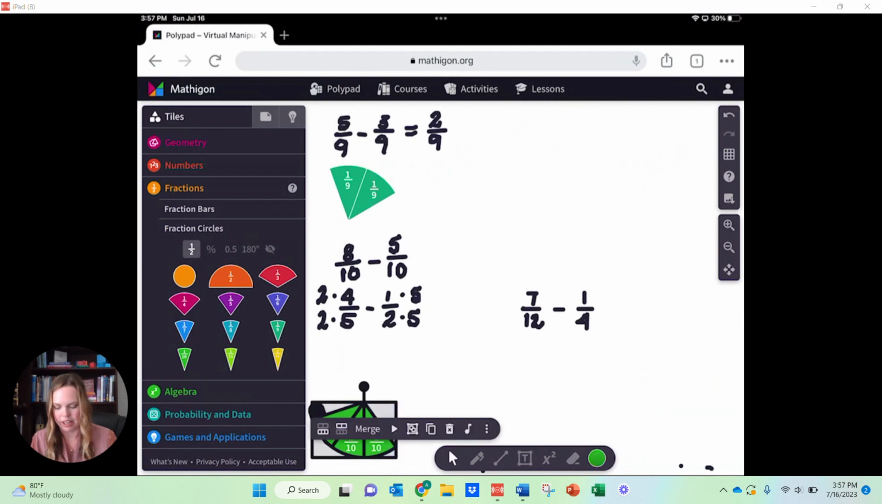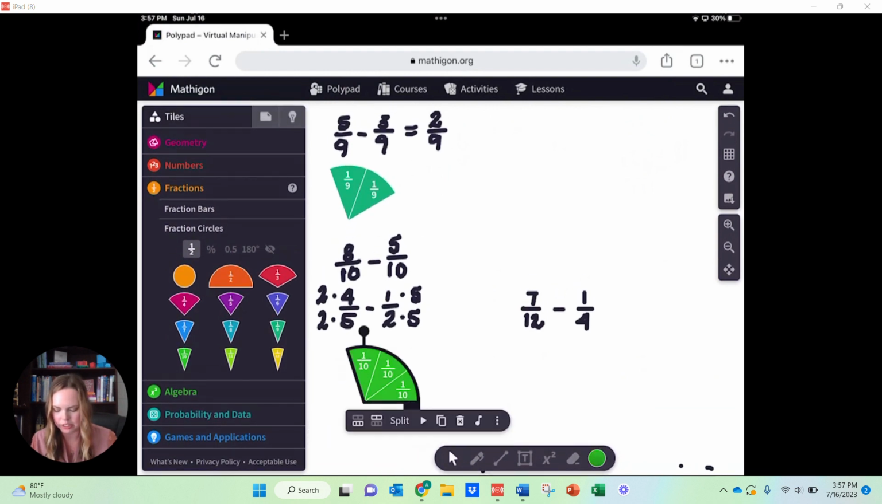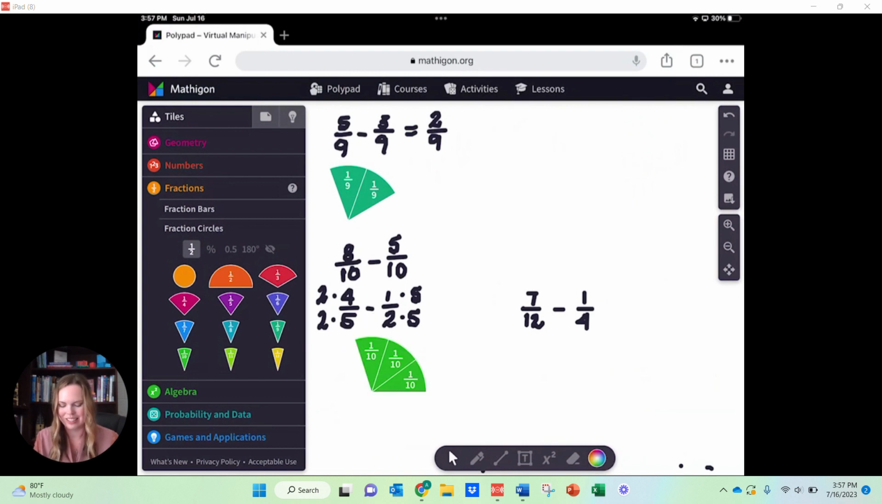And what do we have left? We have 3/10. And that is what 8 minus 5 is. It's 3. And we're still in tenths. Our denominator is tenths because we've cut that original whole into 10 pieces.